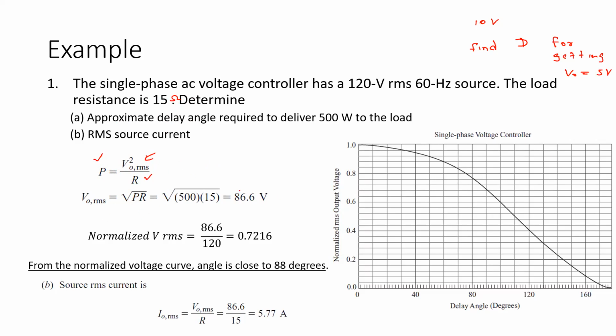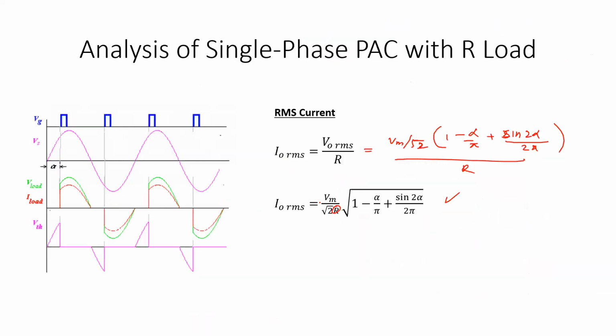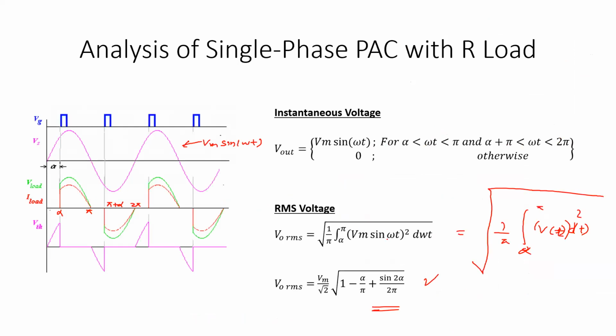So V out RMS will come as 86.6 volts. Now we are asked to find the delay angle. How can we do that? We know the equation, the earlier equation, so this is the equation. V out RMS is 86.6 now, and we are asked to take V out RMS at 86.6.